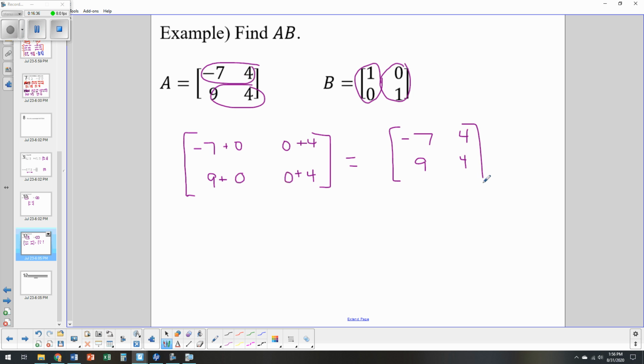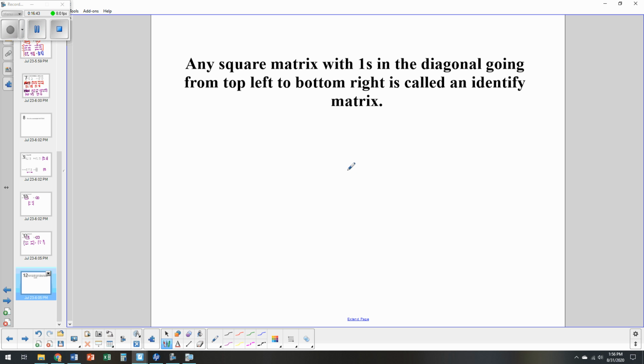And if you notice, this is the exact same matrix we started with. That's because this is called the identity matrix. Right? Any square matrix with ones in the diagonal going from top left to bottom right is called an identity matrix. So a square matrix is when the number of rows and columns are the same. So you could also have an identity matrix that's a 3 by 3. Right? So now the column going down from left to right is ones and everything else is zeros. This is also an identity matrix.